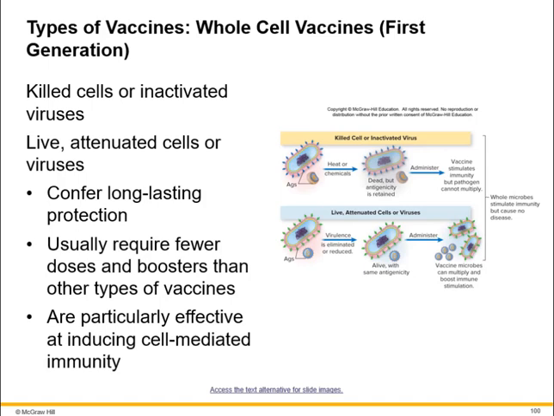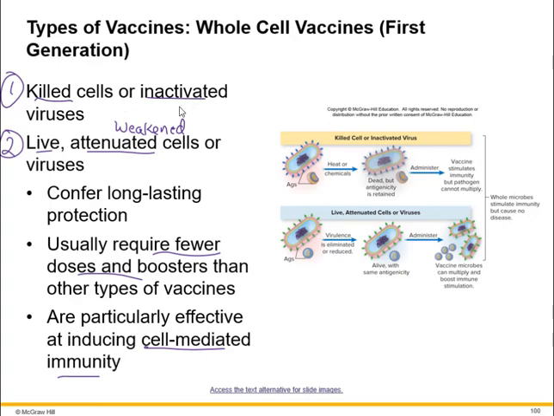So the whole cell vaccines are what I call the first generation vaccines. These were some of the first vaccines that we were able to develop, and they're basically two types. The first type is the killed or inactivated, and the second type is the live attenuated cells or viruses. So they've been weakened. Because they are weakened, they are still able to give us lasting protection, but they require fewer doses and boosters. And they're very effective at inducing cell-mediated immunity. So those are some good things.